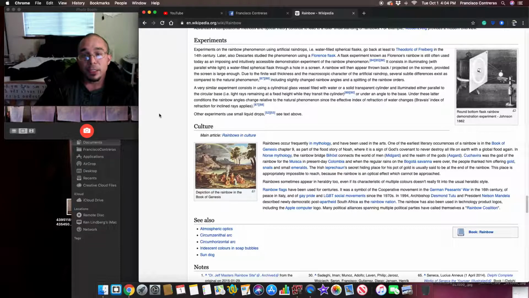Experiments. Experiments on the rainbow phenomenon using artificial raindrops, for example water-filled spherical flasks, go back at least to Theodoric of Freiberg in the 14th century. Later, Descartes also studied the phenomenon using a Florence flask. A flask experiment known as the Florence rainbow is still often used today as an impressive and intuitively accessible demonstration experiment of the rainbow phenomenon.